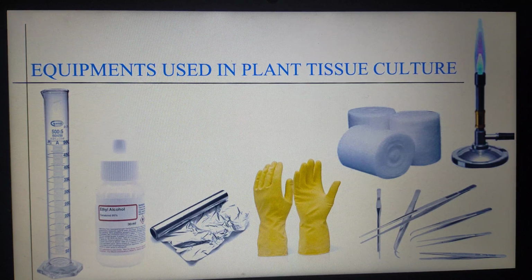And cotton is very highly used to cover the glass vessels, right? Once the inoculation is done, then gloves are used. Then aluminum foil. If cotton is not available, they will use aluminum foil. And nowadays they mostly use aluminum foil as the best choice.